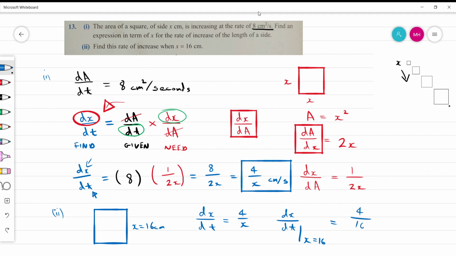4 divided by 16, which is equal to, well, it's just a quarter. Now what units would it be here? Well, the same as before, a quarter centimeters per second. Okay, so when x is 16 centimeters, the length of a side is increasing in size at a rate of a quarter centimeter per second. Okay, that's it. Tell me if you don't get it.